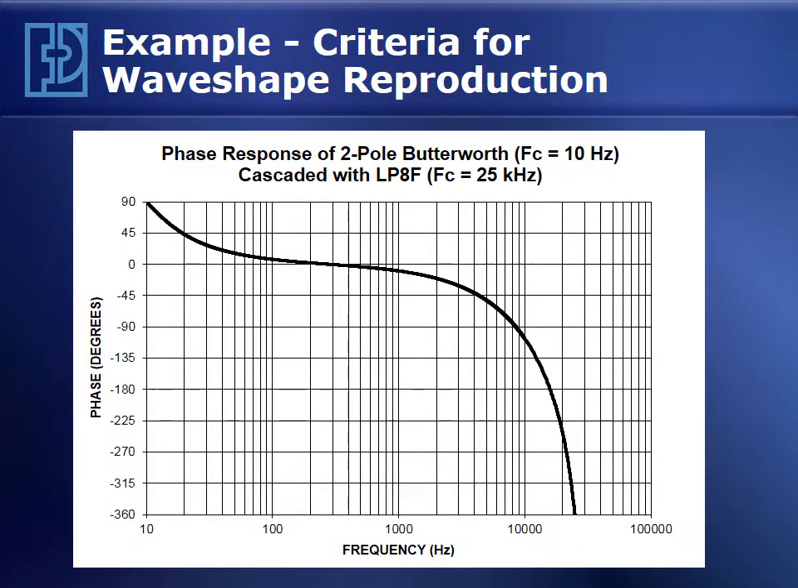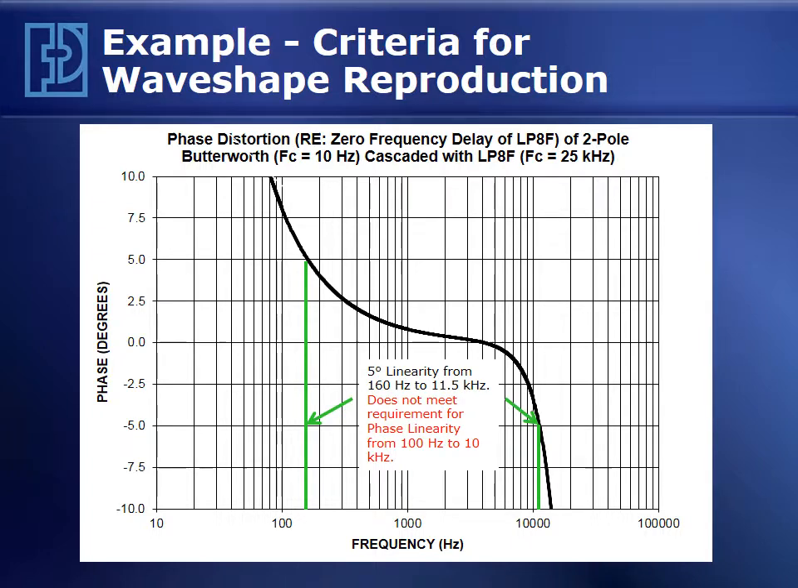Let's look at the phase response. This is the phase response of the measurement system. And to determine the phase linearity, we want to look at the phase distortion curve. So this phase distortion curve is plotted with respect to the zero frequency phase slope of the 8-pole low-pass filter. So we've plotted the phase distortion, and we see that at 100 Hertz we've got more than 5 degrees, our criteria. So right away we know that this system is not going to work.